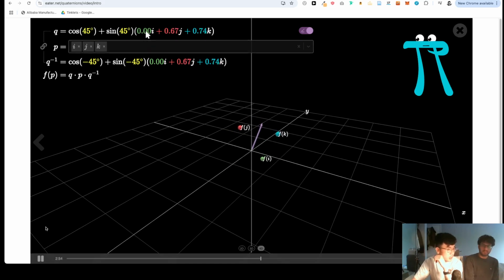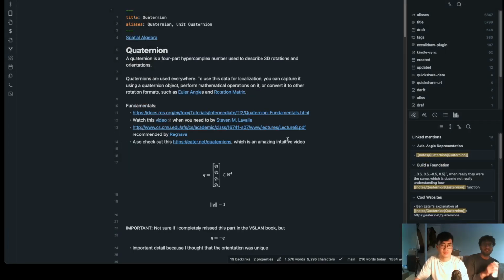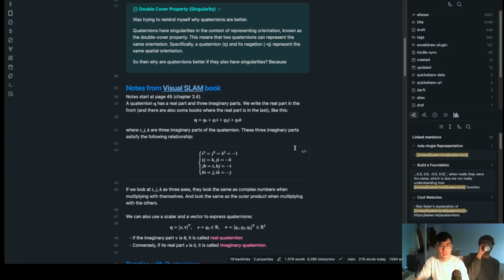In three dimensions, it's actually 3 imaginary with 1 real number, right? Not the other way around. Yeah, that's why it's IJK, and W or something. Yeah, I guess Q0, I, J, K.